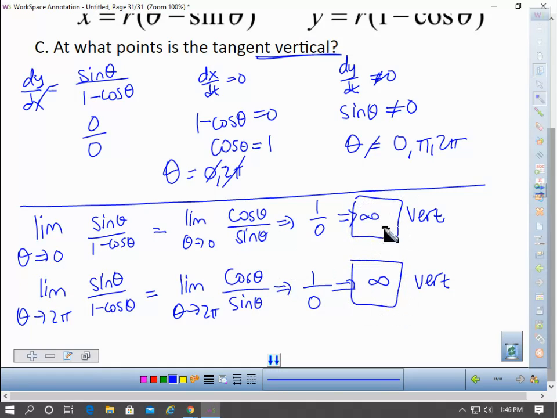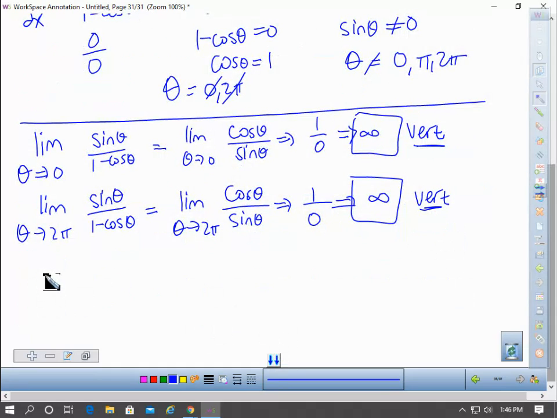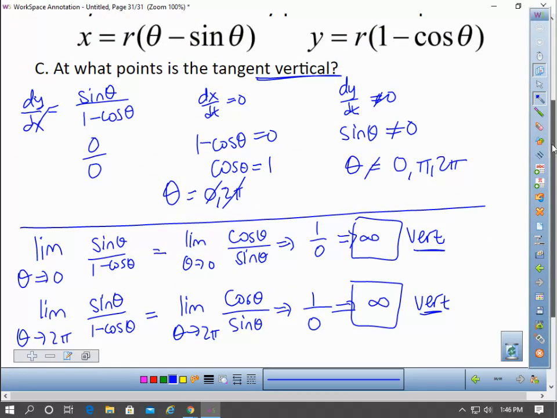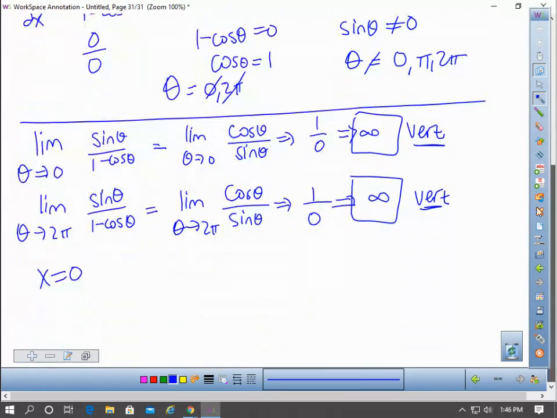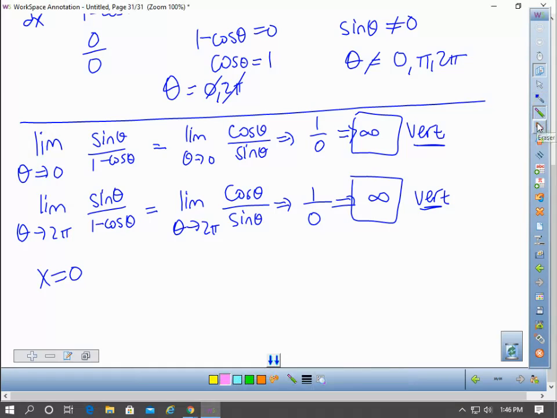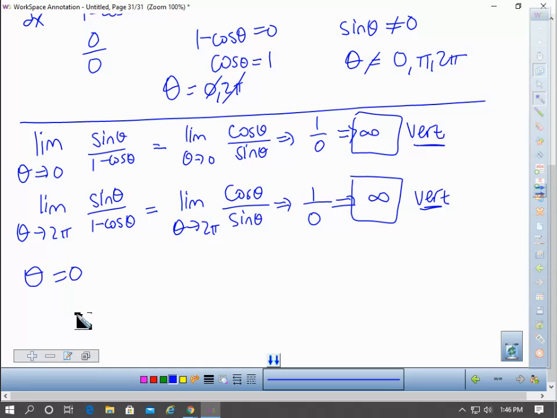All right, if these answers turned out to be zeros, then we'd have horizontal tangent lines, but they end up being infinity, which means we have vertical tangent lines. So one of my answers is x equals 0, I don't know if it's really x equals 0, it's what? It's theta 0. Okay, yeah, I'm getting my variables mixed up. All right, it's theta. So theta equals 0 is one of my answers. So I've got to figure out my coordinates. And then the other one is where theta equals 2 pi. I've got another vertical tangent line.